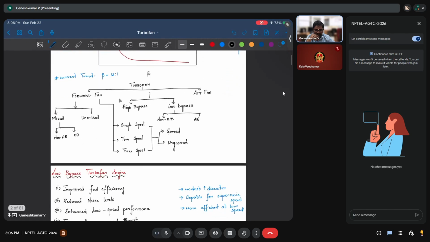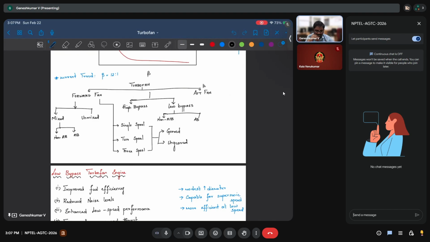So typically the current bypass ratio that is being used is 12:1, and newer engines are coming up with ultra high bypass ratio engines, where they go to 16 to 1, which means 16 times the mass flow rate of the core engine is what flows in the bypass. Okay, so which means the engine is going to be very big and the core is going to be very small.